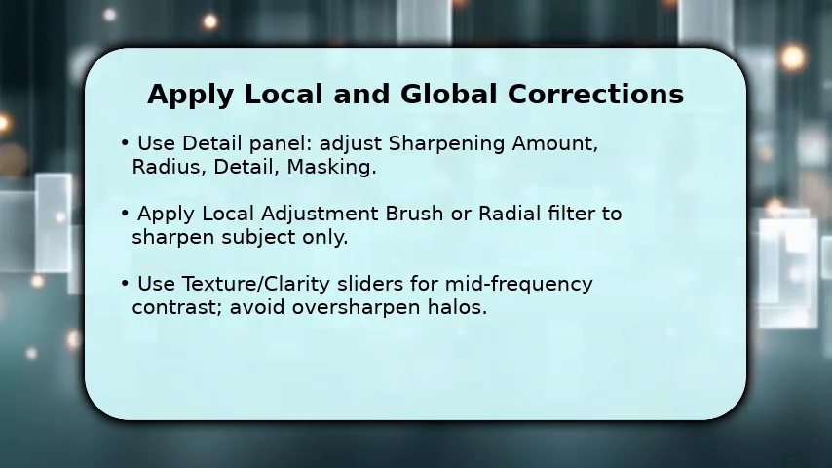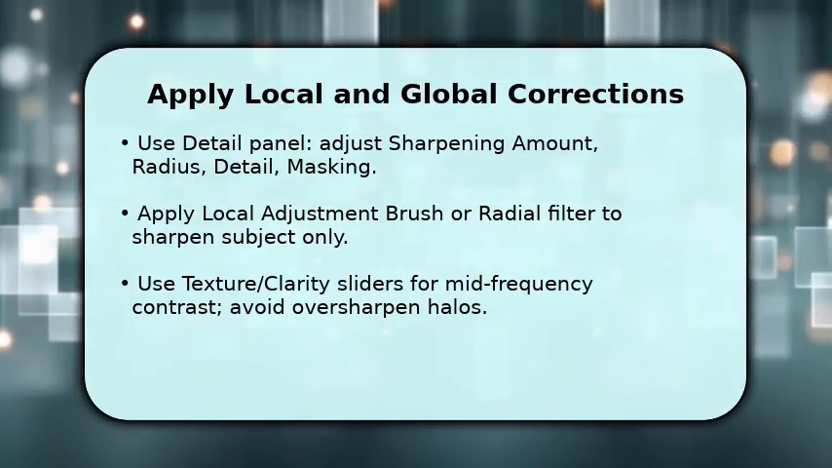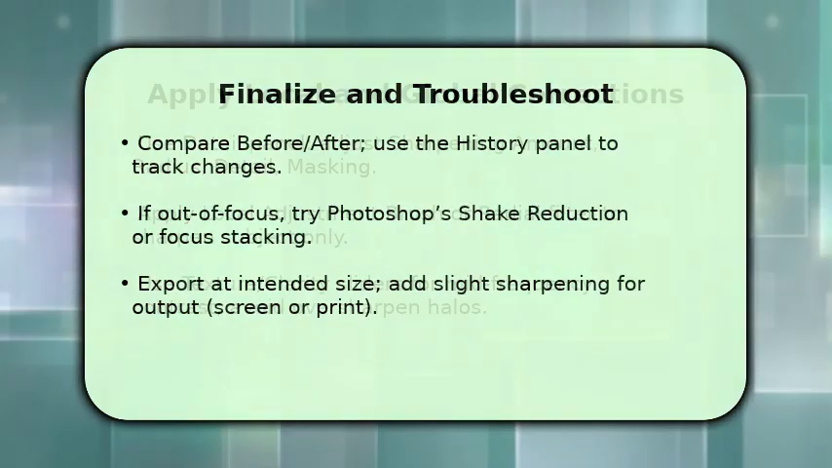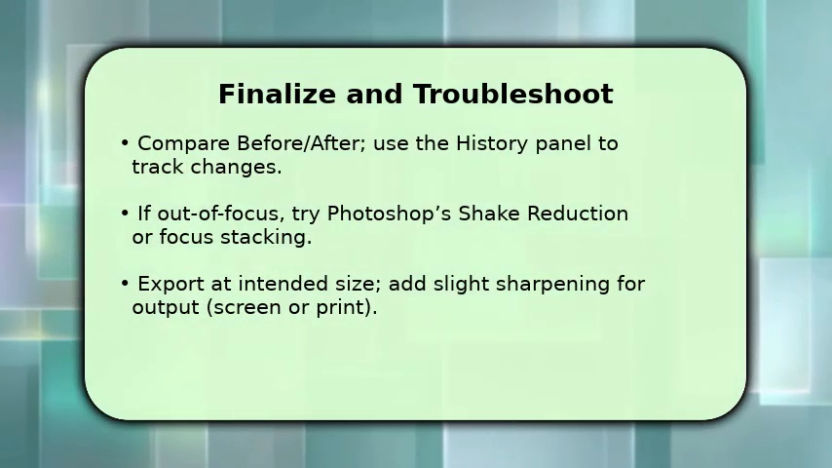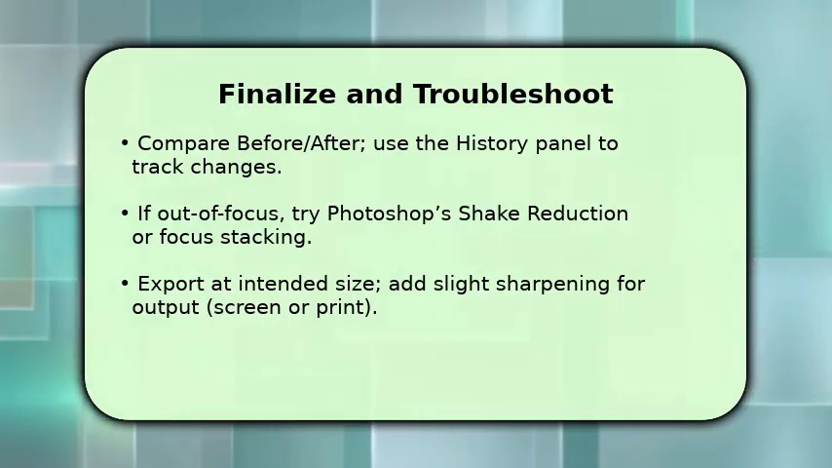Once done, toggle the mask overlay to check edges and reduce noise with luminance slider if sharpening exaggerates grain. Make small, repeatable adjustments. Finish by comparing before and after, using history to revert any step you don't like. Export a test at final size because sharpening depends on output resolution.